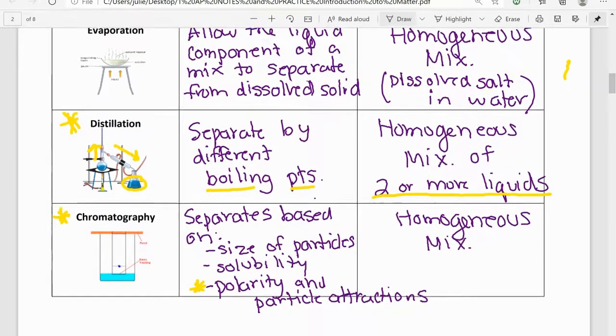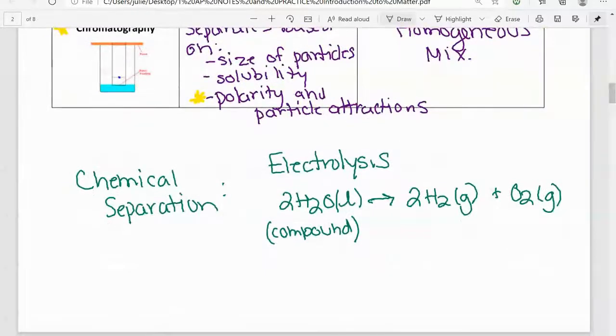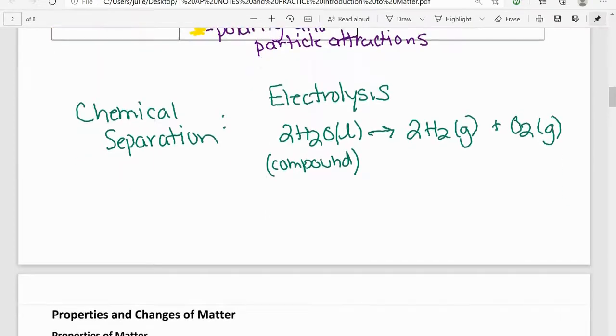I do want to mention there are ways to separate compounds, which can be separated chemically. So one example would be like electrolysis, where you use electricity to separate out the components. As you can see here, we actually have a chemical reaction. So this would be your compound, and then we would use electricity to separate it into its components, which in that case are your elements. So we'll talk about that later on as well.